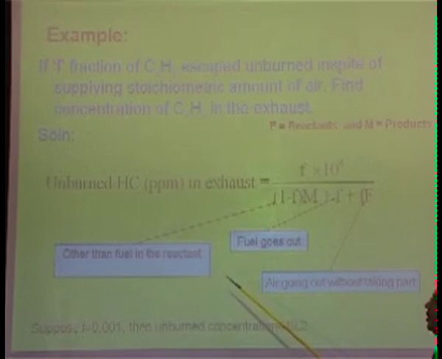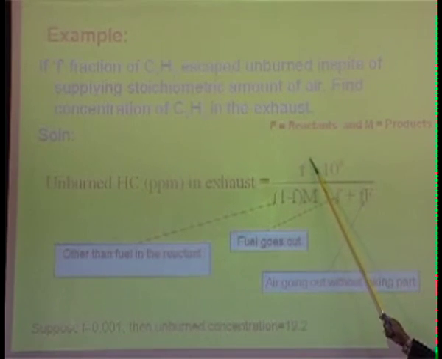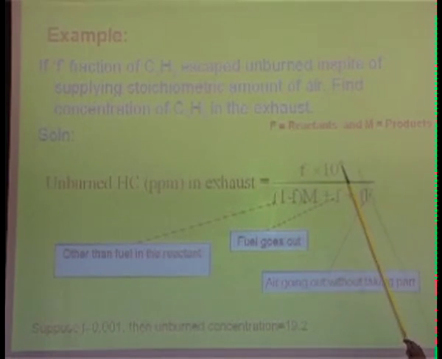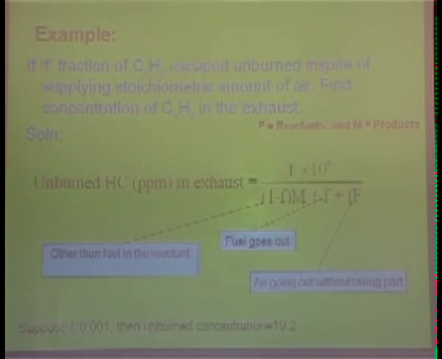Now, the unburnt hydrocarbon in the exhaust, in units of ppm, is F moles times 10 to the power 6, parts per million. You have to figure out what all is in the exhaust. What was the M for the product? If F was 0, the product was M. But if this fraction didn't burn, the product is (1 minus F) times M.